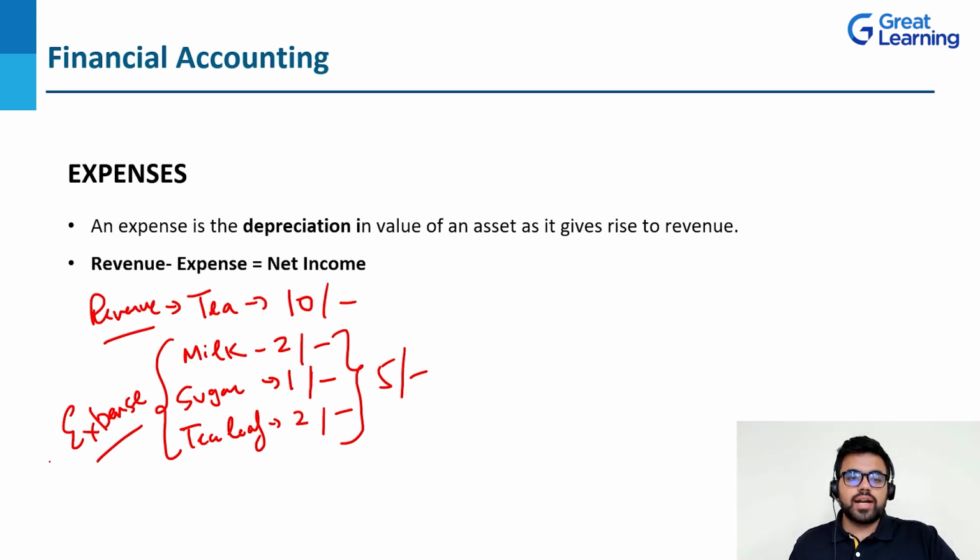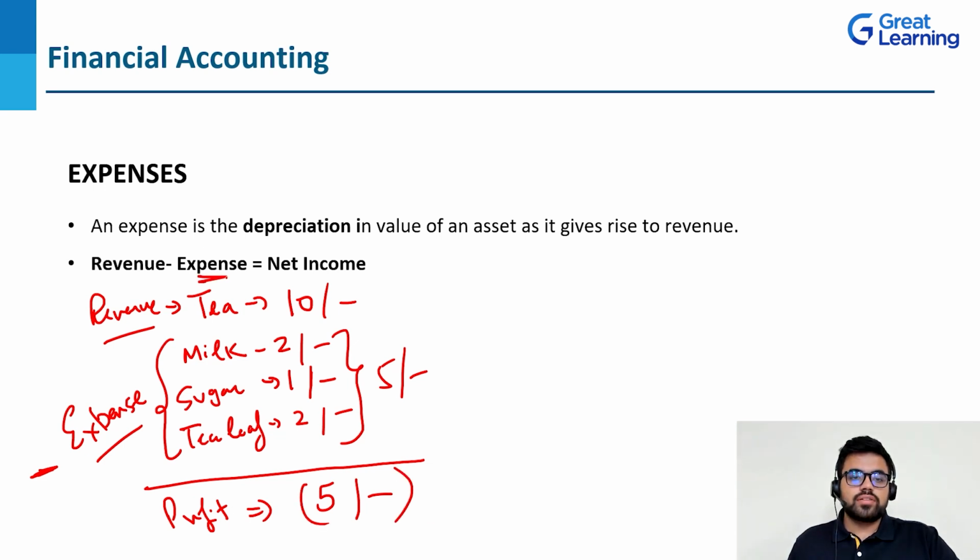Now, if you subtract these two, subtracting 5 from 10, you would get 5 rupees. That is your net income. So it is profit, since the expense is less than the revenue. If the expense is greater than the revenue, then you would have a loss. If the expense is less than the revenue, then you would have a profit, right?